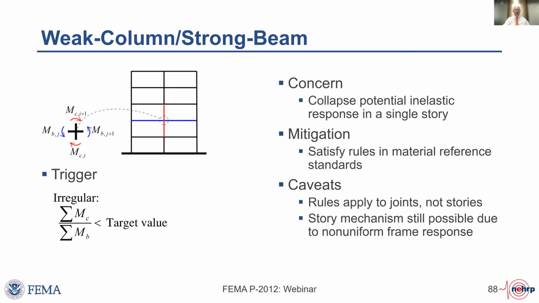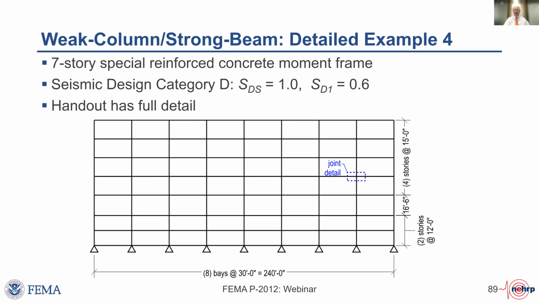For the weak column, strong beam irregularity, the concern is that we could actually get little mechanisms in the columns at a story and cause the story to collapse. This is not addressed directly in ASCE 7. Instead, it's addressed in the material standards. And so we have a design example for each.